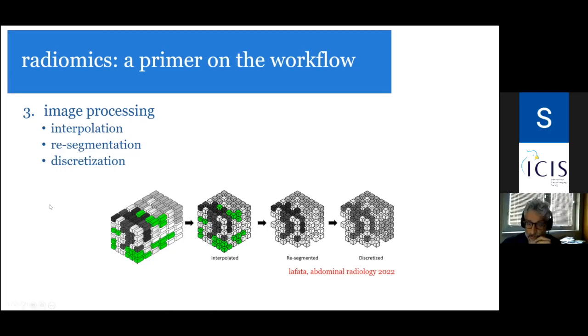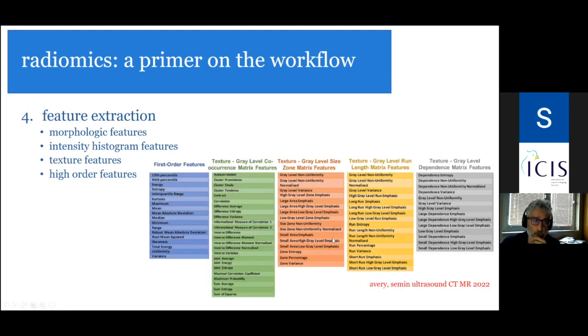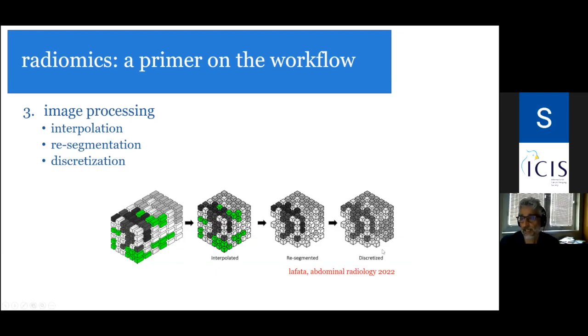The second step is resegmentation. That means getting rid of the outliers, all the pixels with very high or very low signal intensities or signal densities. And the third step is discretization. That means reassigning the intensities of all voxels to narrower ranges in order to avoid the dispersion, the sparsity of data. All this work is done by software, and there are many different software packages that may do this.